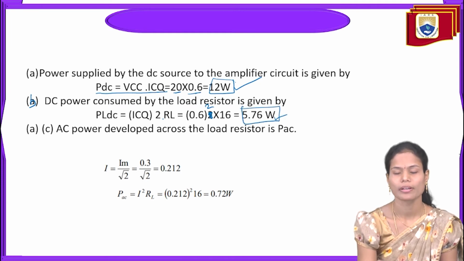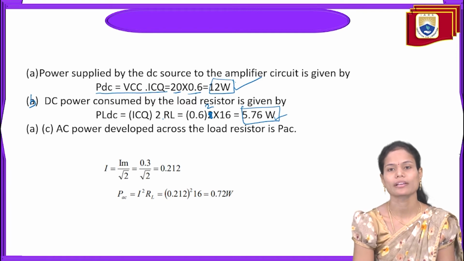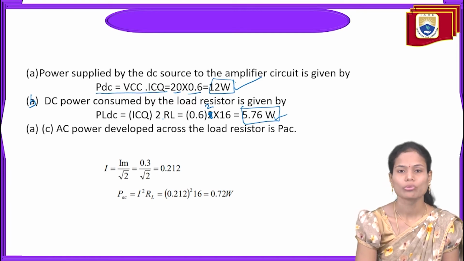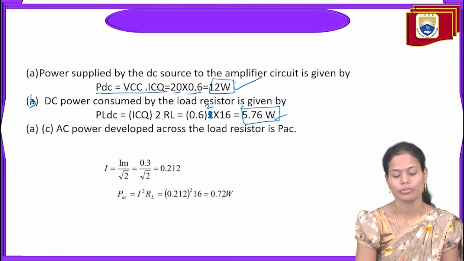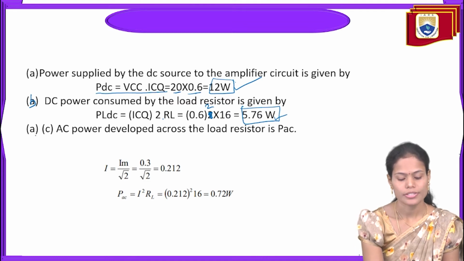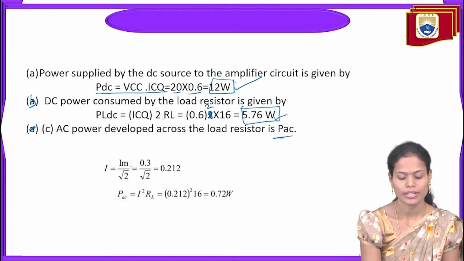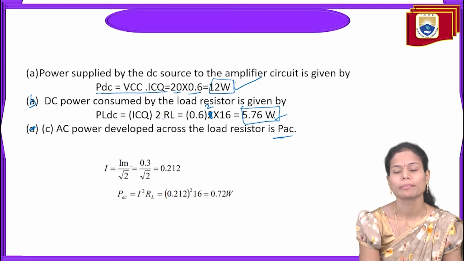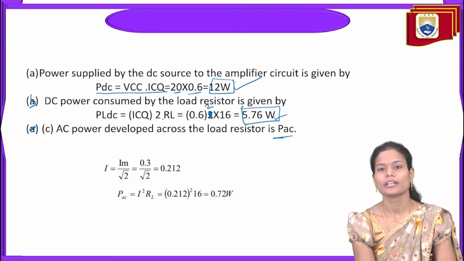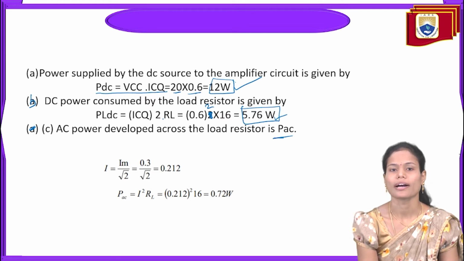5.6 watts of power is consumed by the load resistor in the amplifier circuit. And next, AC power developed across the load resistor is PAC here. To calculate that PAC value, we require the maximum current I here.